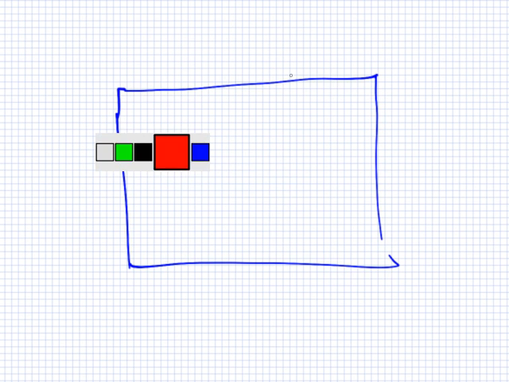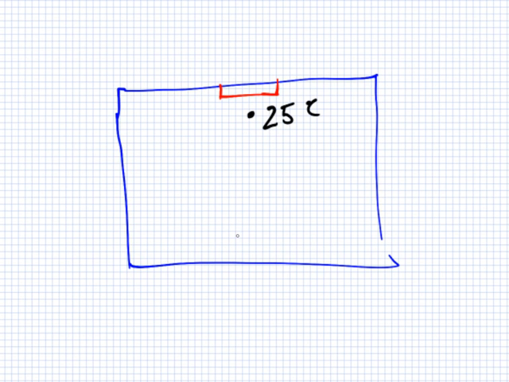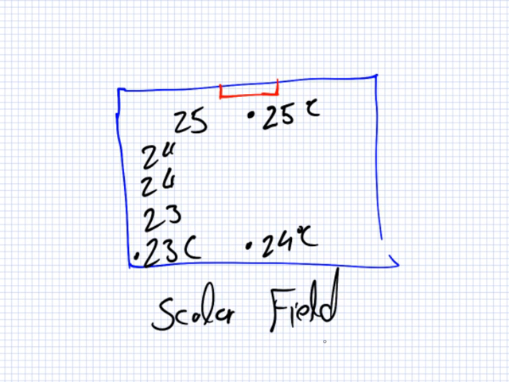Alright. So here's your home, and here's your heater. If you were standing here, the temperature would be 25 Celsius. If you were standing here, maybe it's 24 Celsius. If you were standing here, maybe it's 23 Celsius. So you could have different temperatures at different points. Temperature is a scalar, isn't it? So this would be an example of a scalar field, where there are different temperatures at each point.